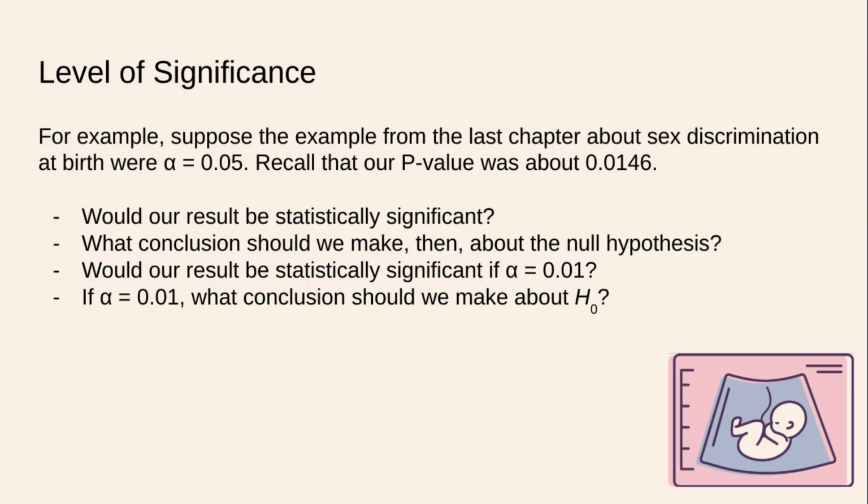Okay, well, here's the question. This is alpha. Here's our p-value. Is the p-value below alpha? It is that simple. The answer is yes. 0.0146 is less than 0.05 last I checked. Therefore, what conclusion should we make about the null hypothesis? Well, if the p-value is less than alpha, we reject the null hypothesis. That is what significance means.